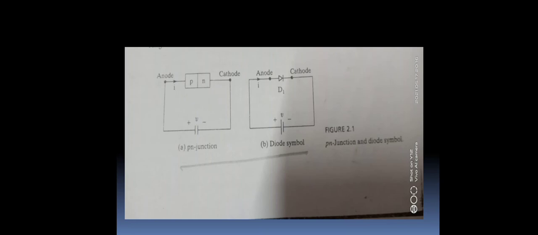Suppose a forward voltage, or forward bias, is applied to this circuit diagram; this is the forward characteristic. There are three regions in the diode characteristics: the forward bias region, where voltage is greater than 0; the reverse bias region, where voltage is less than 0; and the breakdown region, where voltage is less than or equal to minus VBR.